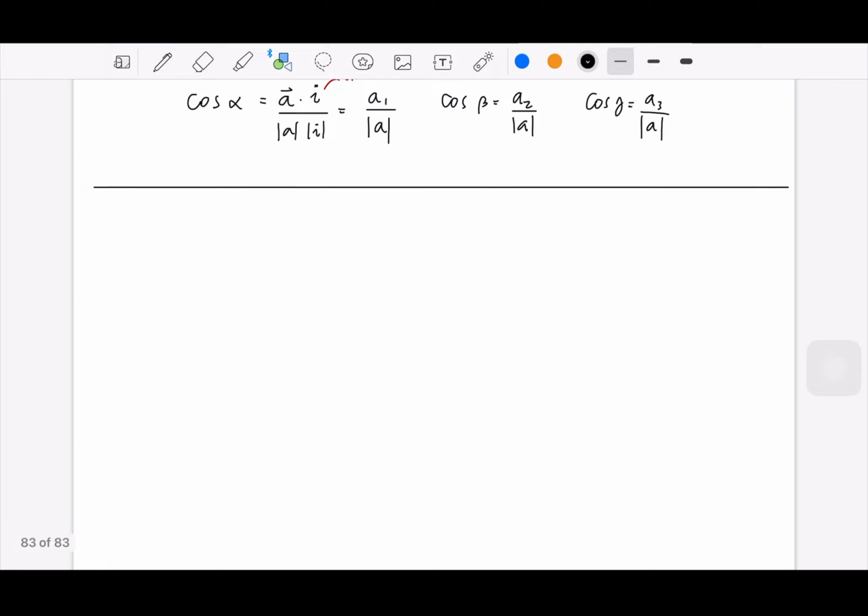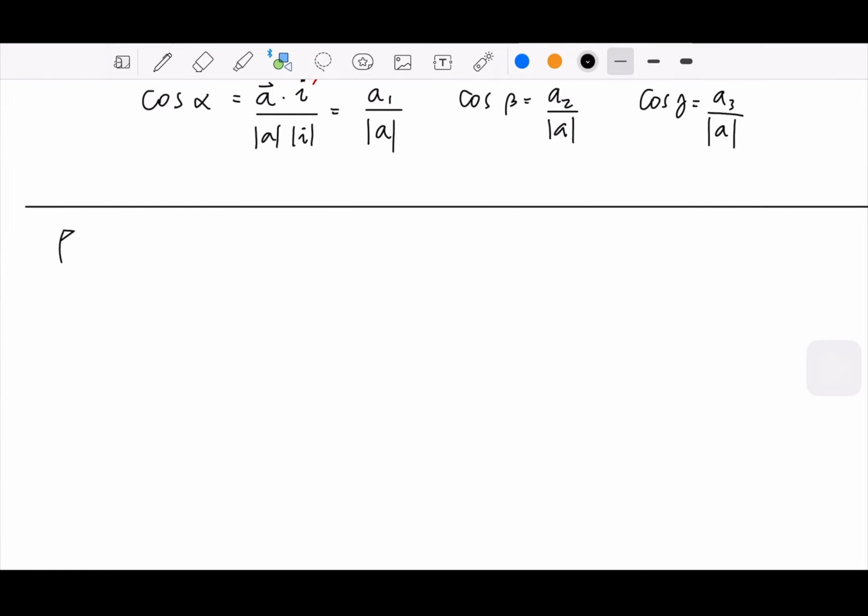Okay, another section that is still important in vectors is that we usually use some projections. So we can project some vectors onto some other vectors. Okay.